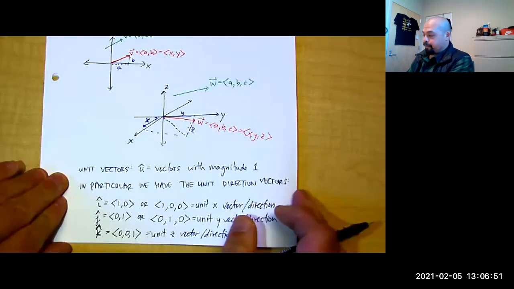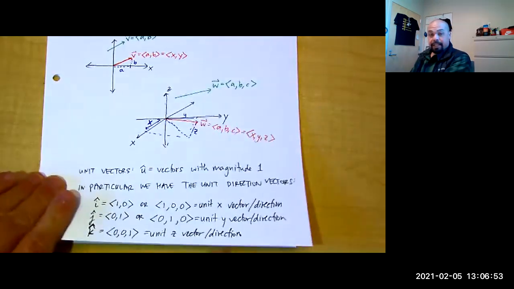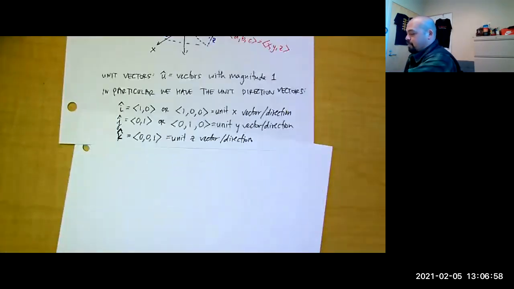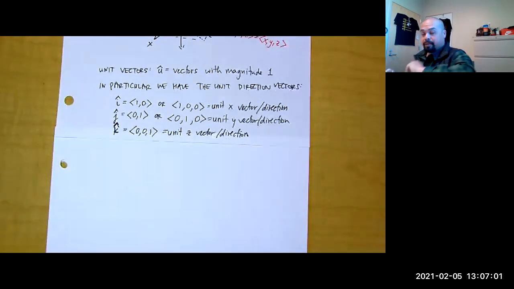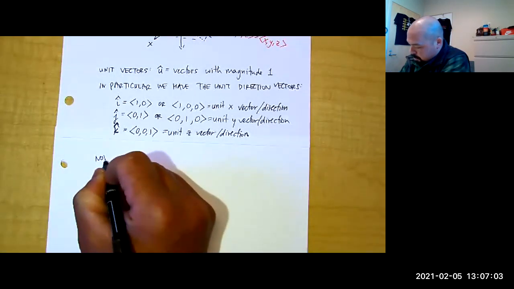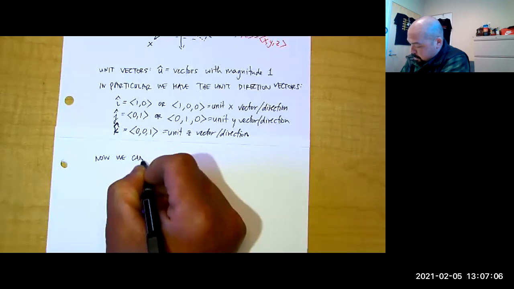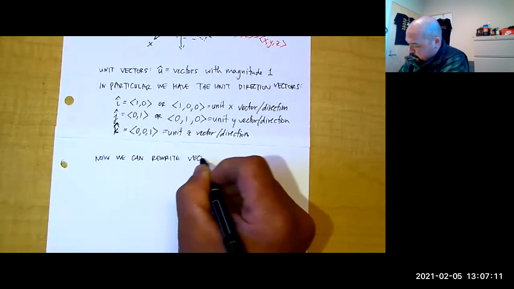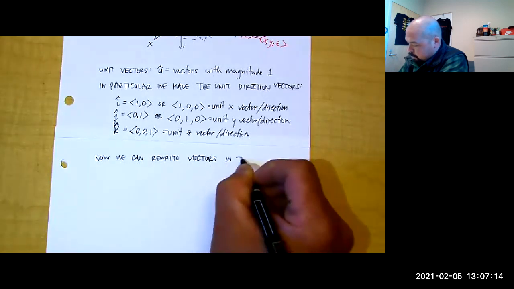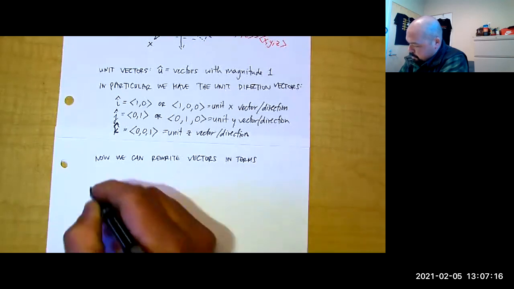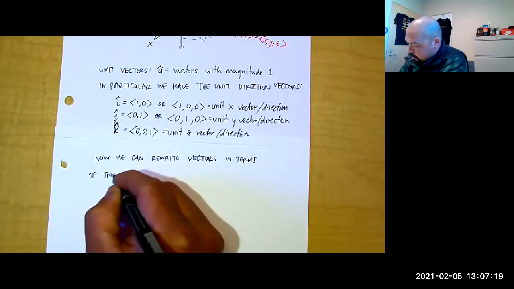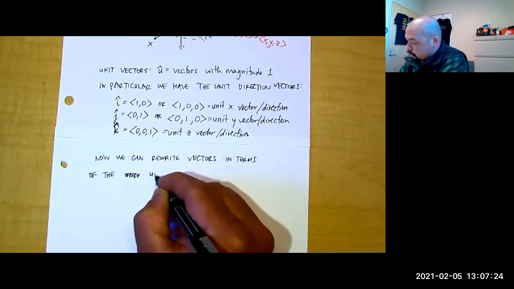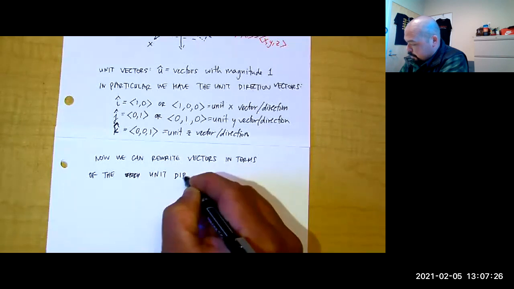That's going to give us a way of rewriting our vectors in terms of vector additions, building out these resultant vectors. So now we can rewrite vectors in terms of, or using, those unit direction vectors.